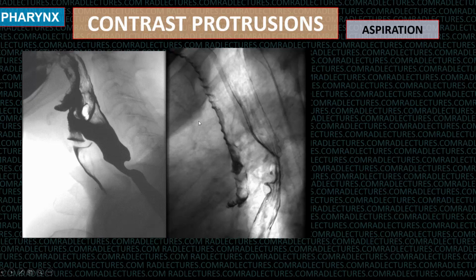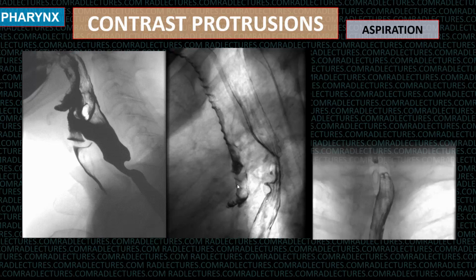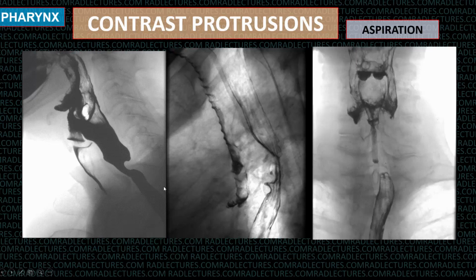Now, in this case, the aspiration is even more because the contrast has gone down into the trachea and into the bronchus. So this patient had obstruction here, and here the contrast is going down into the trachea due to a pretty significant aspiration. On the lateral view, aspirations are easy to pick up because you can see contrast here. But you should also be able to pick it up on the AP view, where you will find that the contrast is going down in the midline below the level of the piriform sinuses.